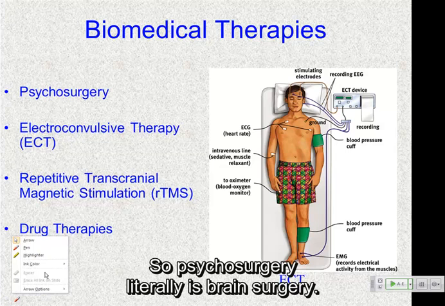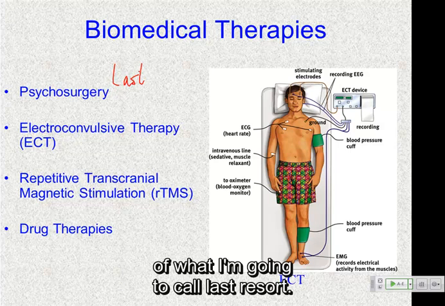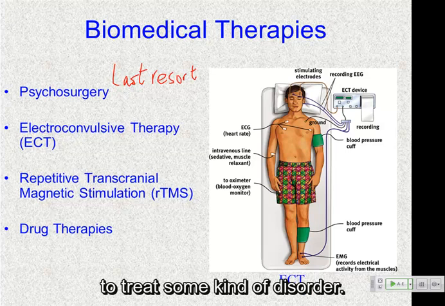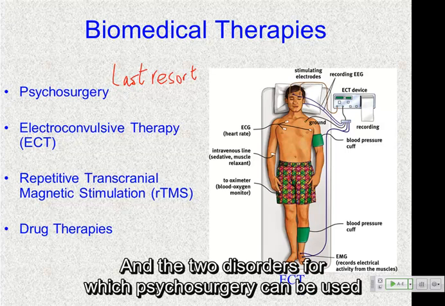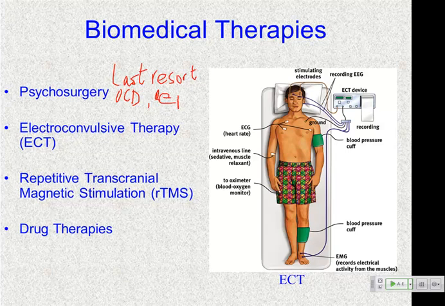So psychosurgery literally is brain surgery. And I want you to think about this as a treatment of what I'm going to call last resort. And a treatment of last resort means it's a last-ditch effort to treat some kind of disorder. And the 2 disorders for which psychosurgery can be used that we've talked about are OCD and depression. Good Lord. I'm having the hardest time writing up here with this mouse today. So depression would be the other one.